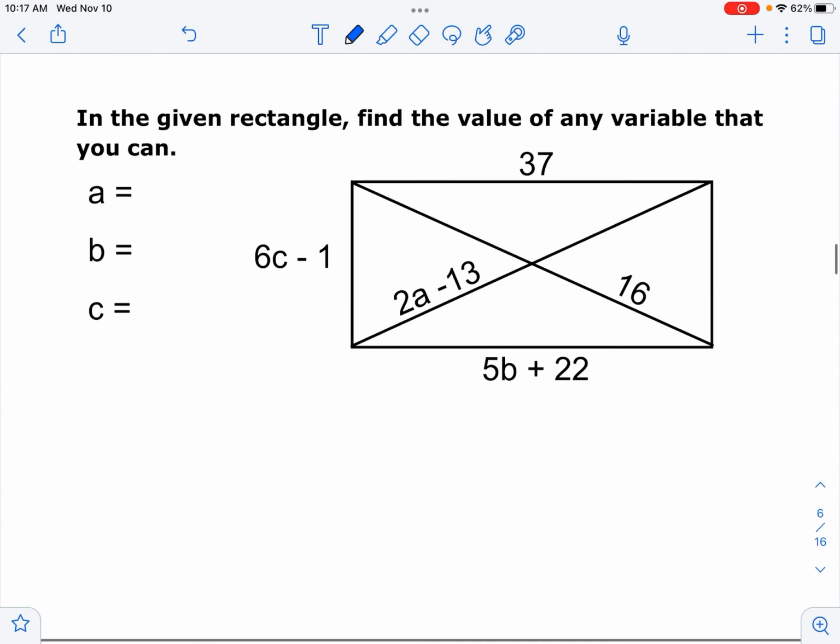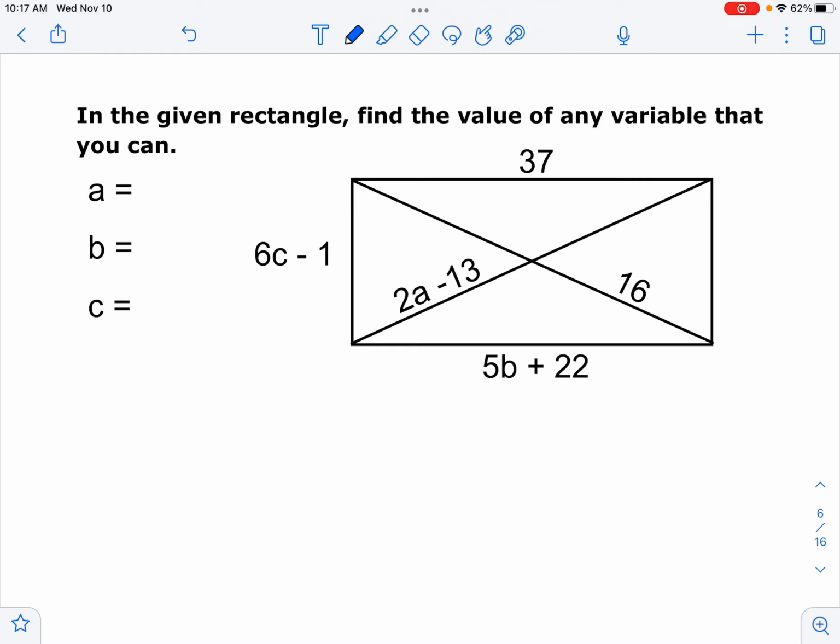All right, let's try another rectangular problem. It says in the given rectangle, so it's telling you in words it's a rectangle, find the value of any variable that you can. So first thing I notice is that the sides are labeled, and I know opposite sides are congruent. So I'm going to say this side is congruent to this side. This is 6c minus 1. This has nothing here, so I cannot set those 2 equal to each other. Let's see if there's a c anywhere else. There isn't, so c is not possible. I'm just going to put NP for not possible.